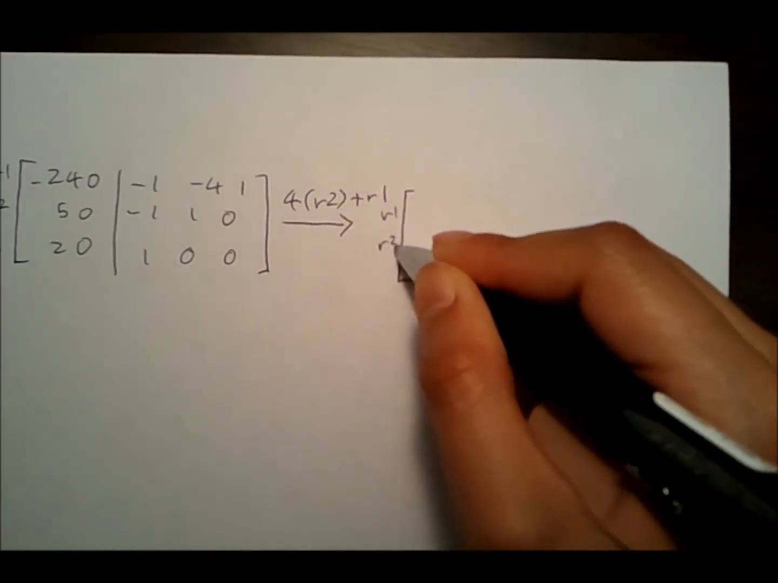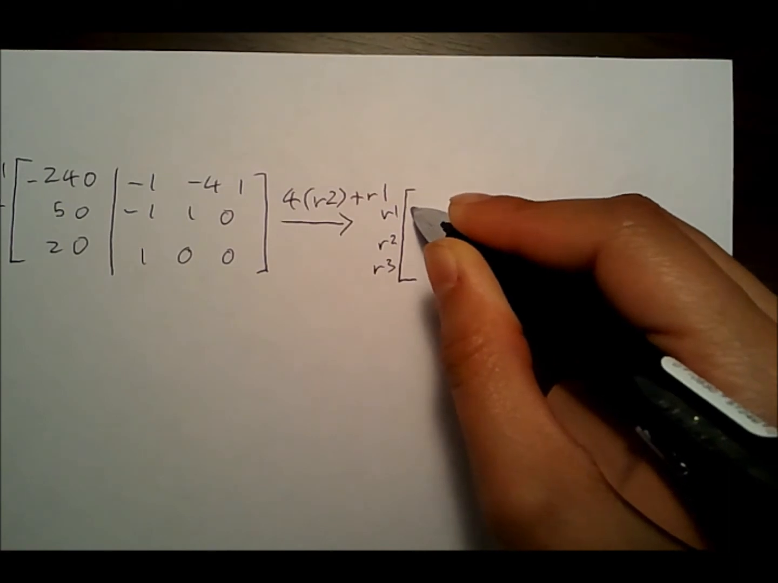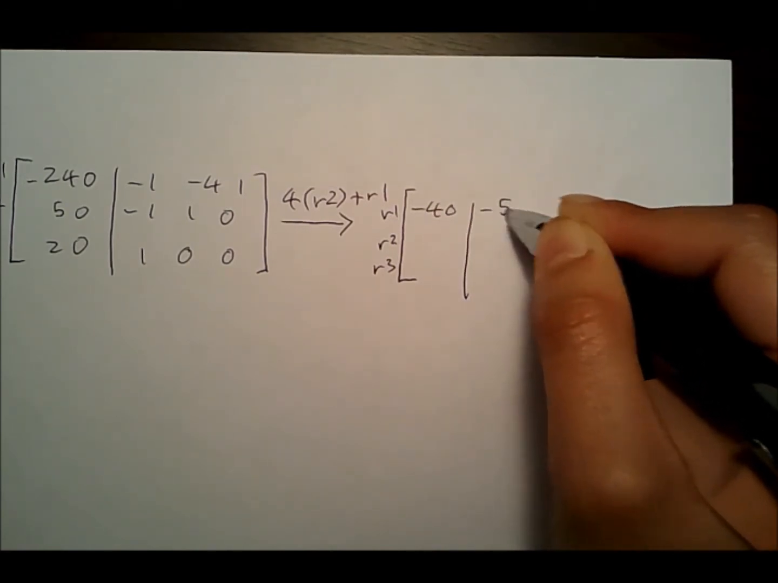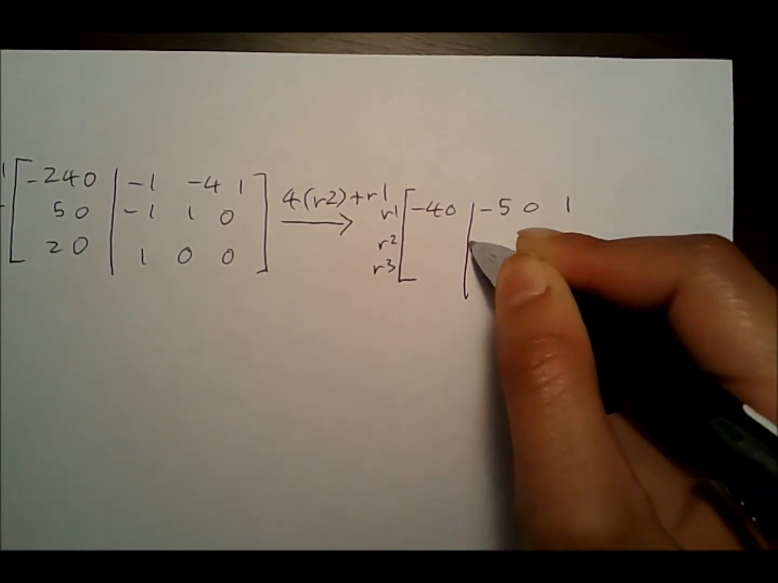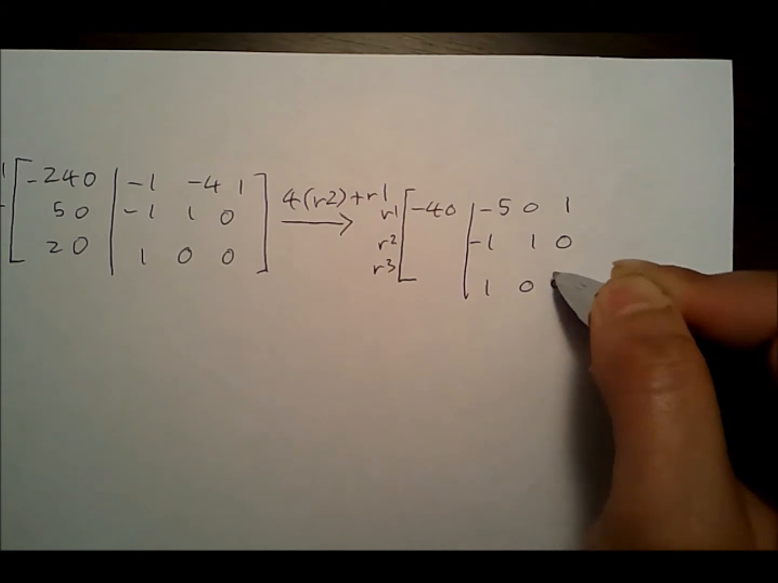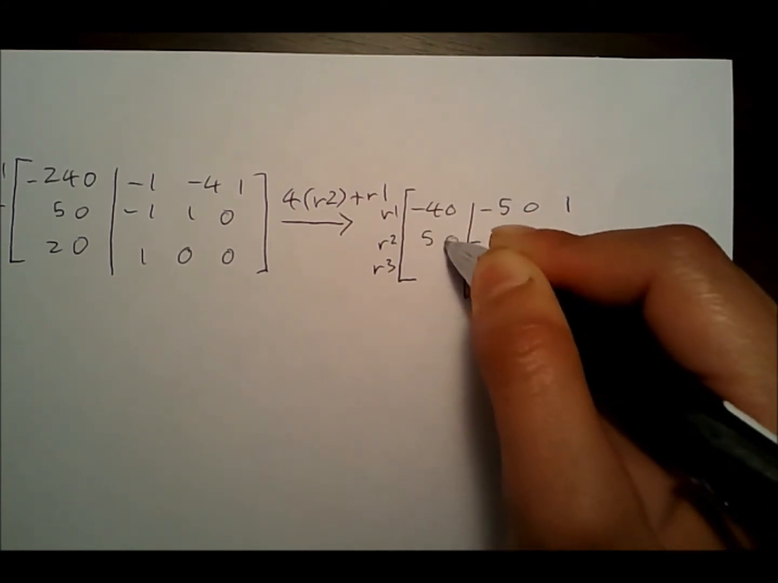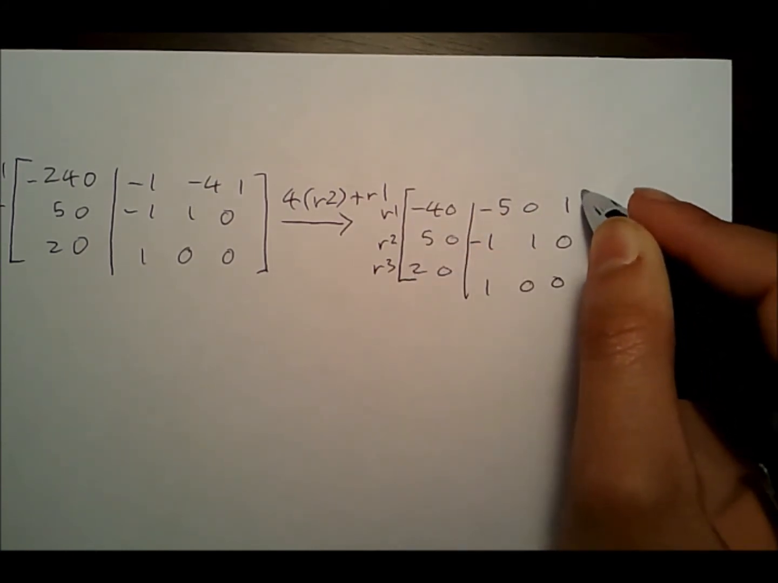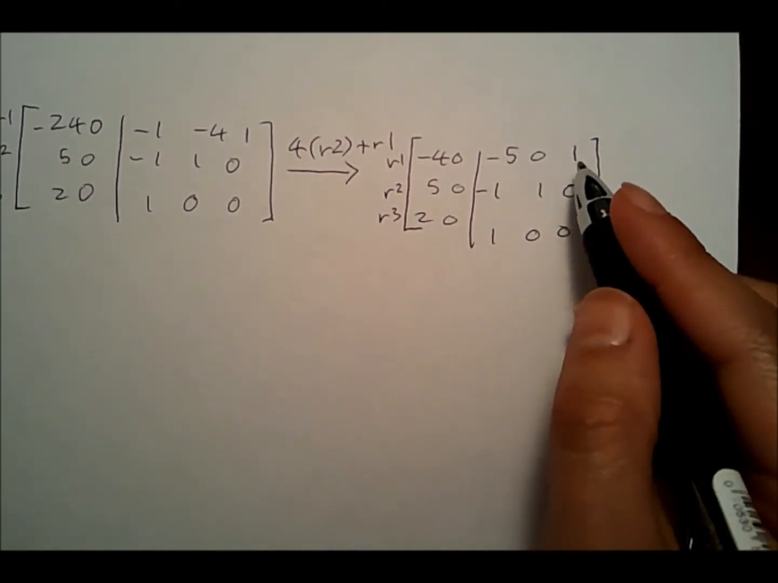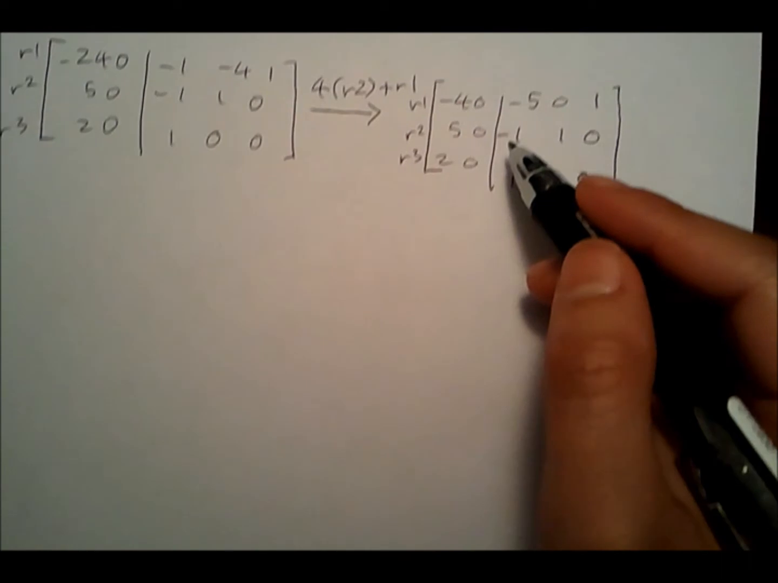So I just did this on the side. If you want to do it, you can write out everything. But I'm just going to skip over that and go to negative 40, negative 5, 0, 1, negative 1, 1, 0, 1, 0, 0. Just filling everything out. 50, 20.